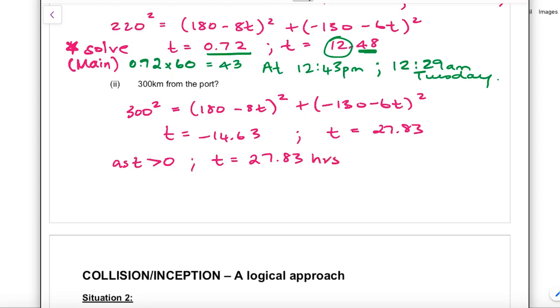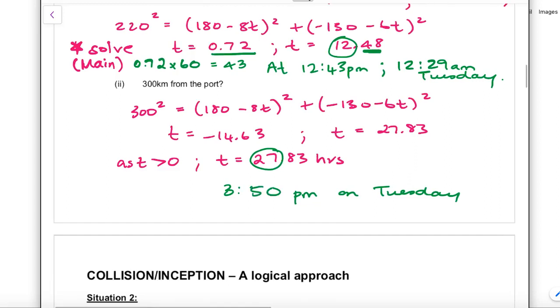So if we think that it's over 24 hours later, so if we left port at 12 p.m. on the Monday, we're going to be at 24 hours at 12 p.m. on the Tuesday. We've got 3 extra hours there, so it's definitely going to be 3 something p.m. and that will be on the Tuesday. Working out 0.83 of an hour will get us to the nearest minute at 3:50 p.m. on the Tuesday.